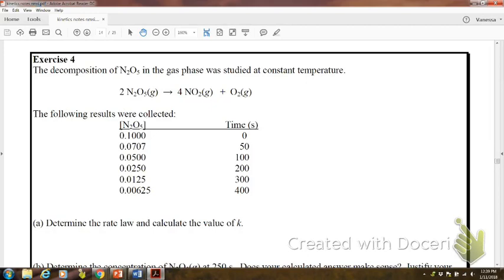Okay, so we have our list. We have all of our natural logs and our reciprocals now. So now we're ready to do our linear regressions.